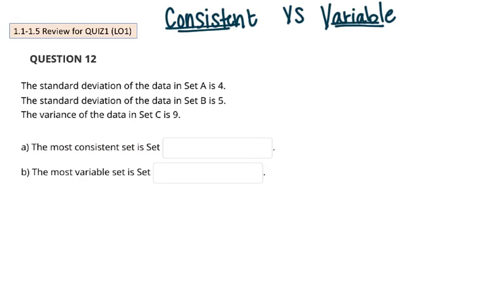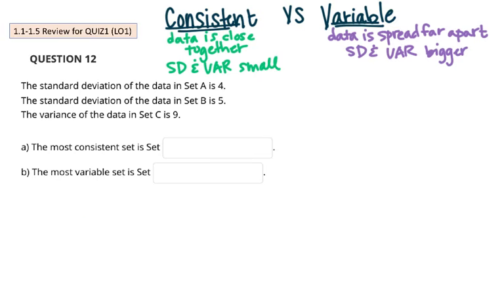Okay, the last question is talking about the vocab words consistent versus variable. Remember, consistent means the data is close together, which means the standard deviation and the variance are small. Variable means the data is spread apart, which means the standard deviation and the variance will be bigger. Okay, so now they're talking about 3 different sets. So let's organize the information.